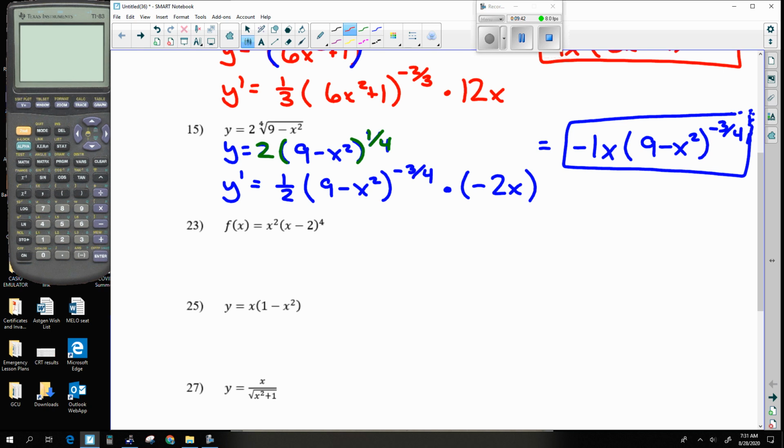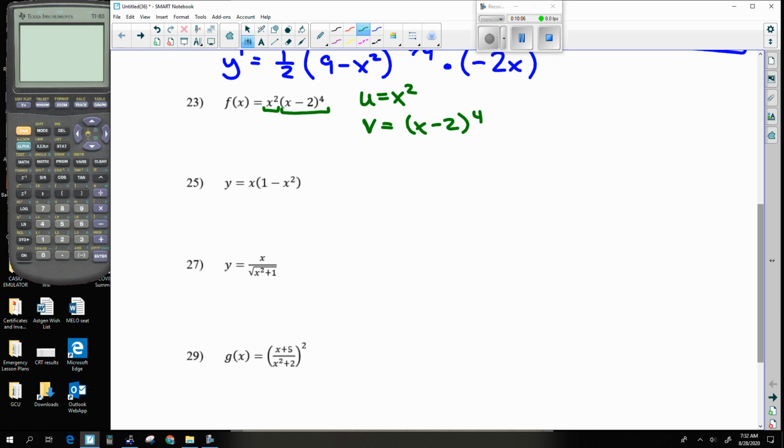All right, this one is kind of complicated because there's 2 pieces. So u, for instance, is x squared. v is x minus 2 to the 4th. So this is going to be the product rule. So what I want to do first before I get into the problem is find these derivatives first. I'm ultimately going to need to know them.